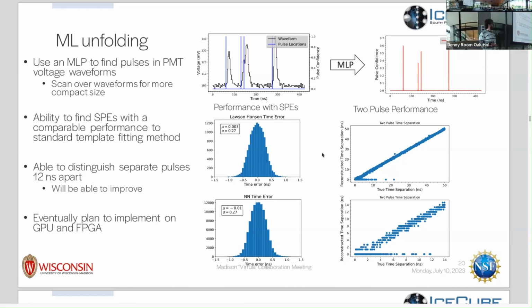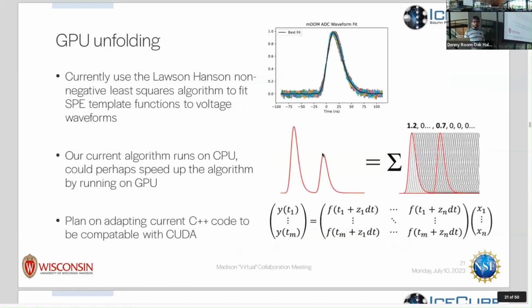And hopefully the plan is if we get this working well enough, then we can implement it on GPU and FPGA. And most ideally, if we get it working on FPGA and it's compact enough, then we can port this whole process into the digital optical modules in IceCube Gen 2 instead of having to send the voltage waveforms up to the surface to be processed by that CPU farm, basically. And this is something that we're planning to do in the near future.